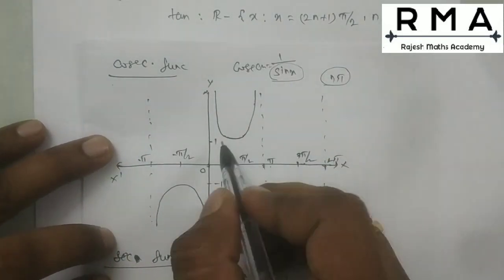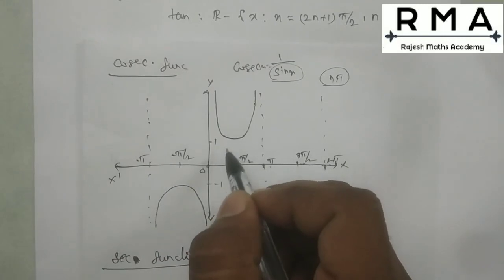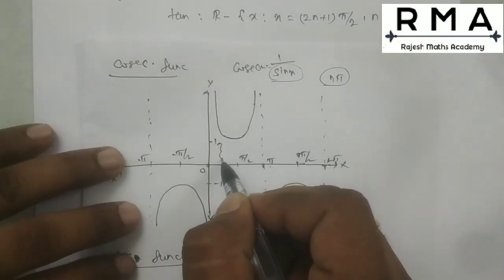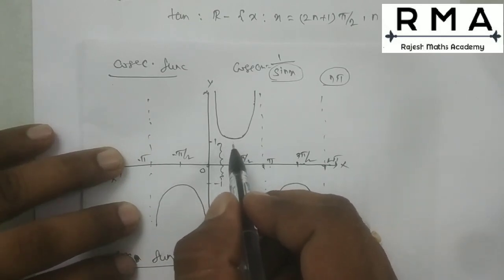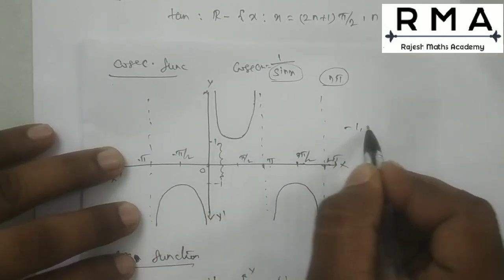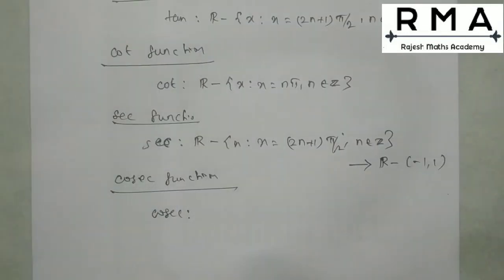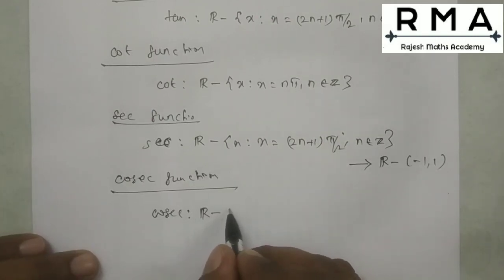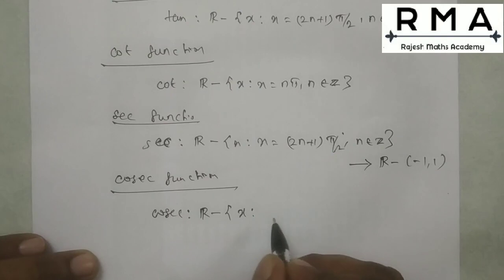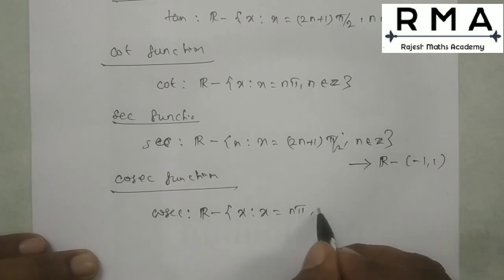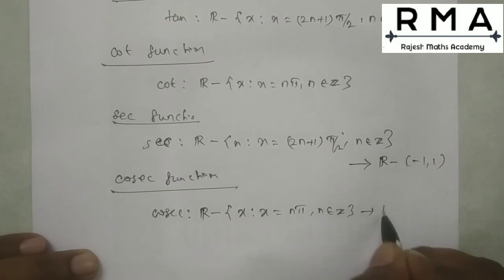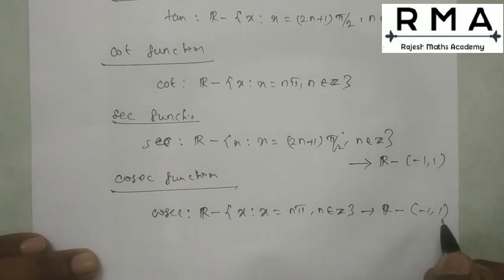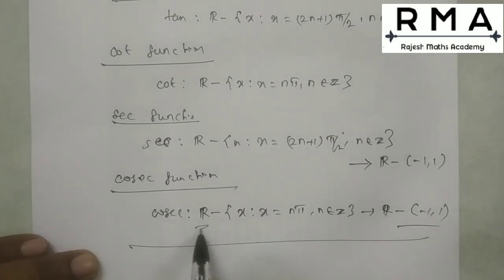Similarly, for the range set, it takes values except the open interval minus 1 to plus 1; the remaining values it is taking. So we have to write the range set as all real numbers except the open interval minus 1 to 1. So the cosecant function is defined from the real numbers except n pi, where n belongs to Z, to the real numbers except the interval minus 1 to 1. This is the domain and range of all 6 trigonometric ratios.